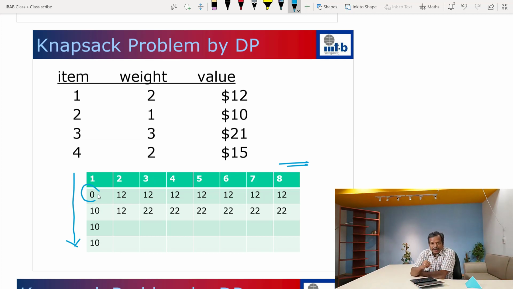But the moment you give me a knapsack of size at least 2, then I can pick the first item. So I will certainly make a profit of 12. So for all knapsack sizes greater than or equal to 2, the profit that I can make is 12. Now let's consider the second item. The weight of that item is 1. So I can straight away pick that item. So I get a profit of 10, right. So if I am given a knapsack of size 2, and I have to decide whether to pick the first item or the second item, what I do is, if I don't consider the second item, then I will end up picking only the first item.